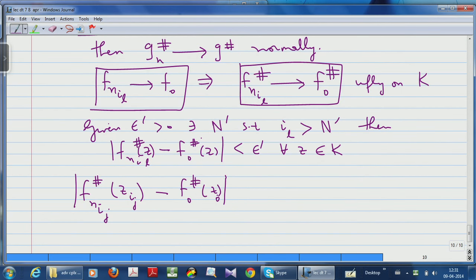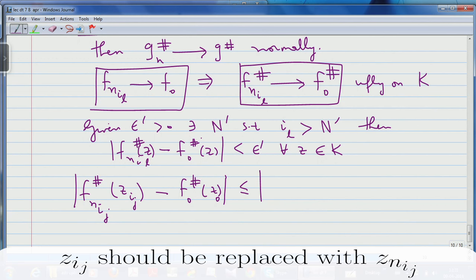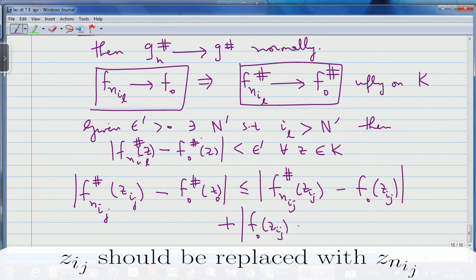You see, I will now interpolate. I will use the triangle inequality and write this as the spherical derivative of f_{n_j} at z_{n_j}, and then add the spherical derivative of f_0 at z_{n_j}. Plus, I will write the spherical derivative of f_0 at z_{n_j} minus the spherical derivative of f_0 at z_0. Of course everything is a spherical derivative, not just the original functions. This is just the good old triangle inequality on the real line. I have just added and subtracted the spherical derivative at z_{n_j} of f_0.